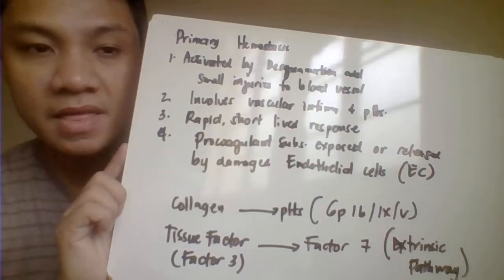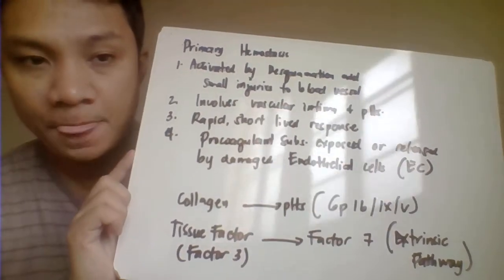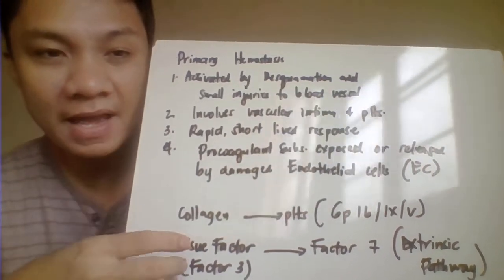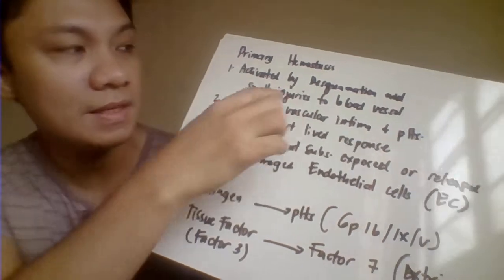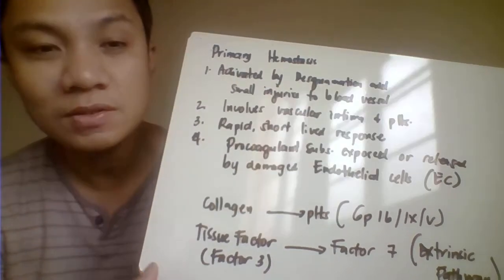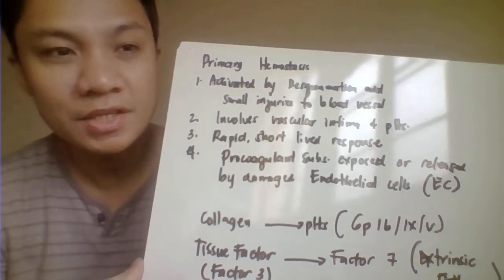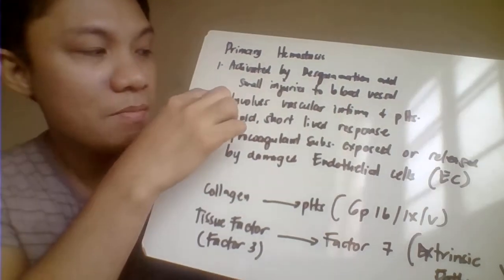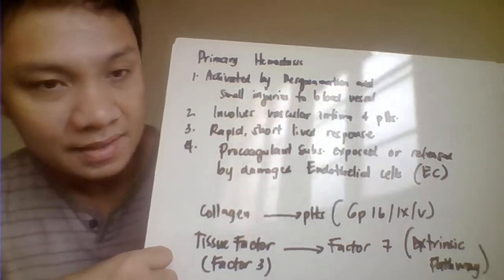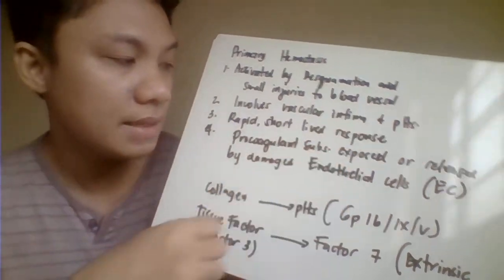Okay, so we have here the primary hemostasis again. So, again, the primary hemostasis is activated by a desquamation process. Pag sinabing desquamation, it's just a tissue injury. Okay, so once you have a tissue injury, it will activate both your vascular intima, which pertains to your blood vessel, and we have also here your platelets.